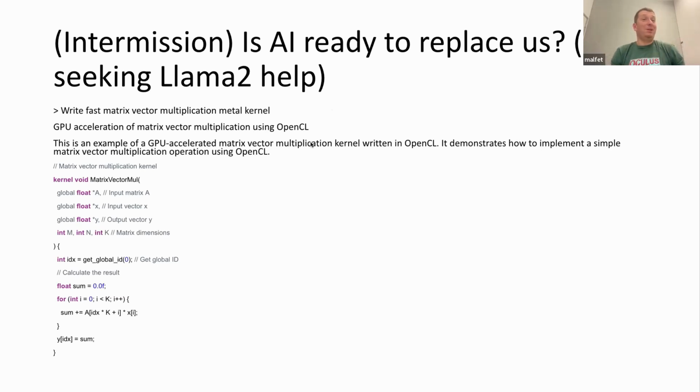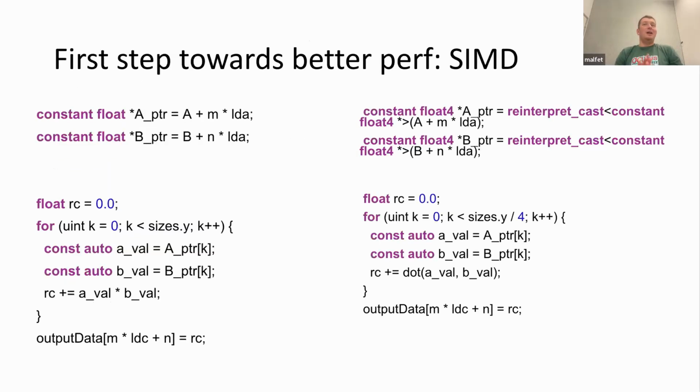So yeah, it's a very naive implementation. And so we will probably have 2 or 3 years of writing Metal kernels before AI catches up and replaces us all. The very first thing that AI did not pick up is that if you want a better matrix vector multiplication, even though GPUs are already massively parallel, you should still use the single instruction, multiple data paradigm.